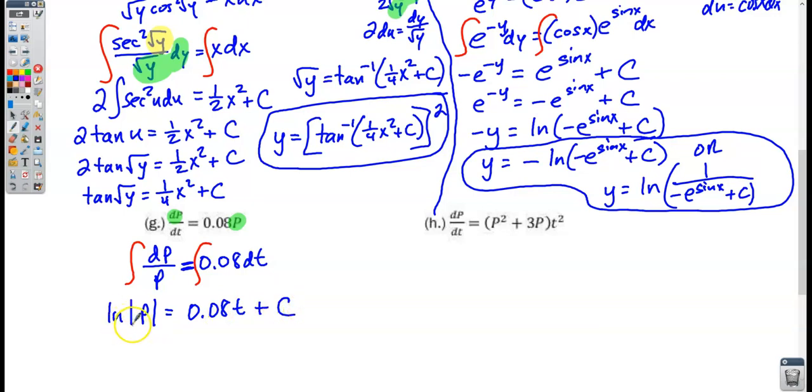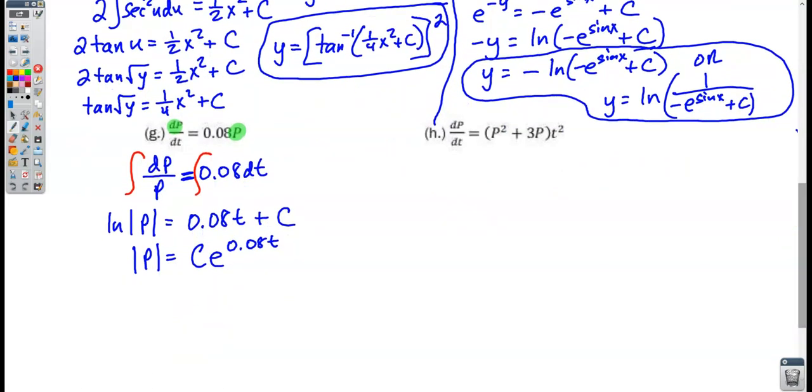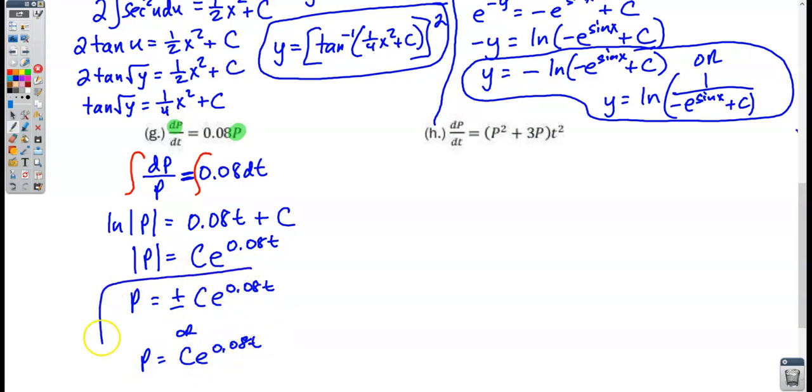And then I'm going to raise both sides e to that power. Gives me absolute value of p equals ce to the 0.08t. You saw that in the last video, how that turns into the constant being a multiplicative constant in front. And then, of course, because of the absolute value, this is plus or minus ce to the 0.08t. Although, like I said, in most cases, I'm just going to go ahead and absorb that plus or minus into the constant of integration. So I would take either of those.